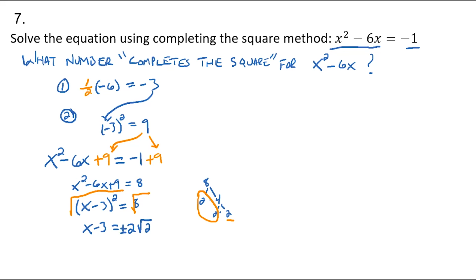So finally, I'm solving for x, so I want to get x by itself, so add 3 to both sides. And when I do, put this in the front, it's 3 plus or minus 2 root 2. Okay? And these are our two solutions to this quadratic using the completing the square method.